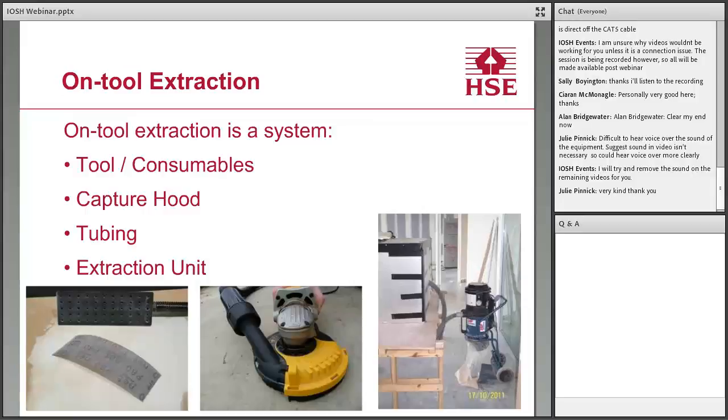Obviously, you can have the most powerful extraction unit at one end, but if you haven't got the right airflow at the tool part, it's not going to work. The middle photograph shows what's called a capture hood. What that basically means is something that sits over the cutting disc or the blade or whatever it happens to be that stops the dust from escaping everywhere. Because again, with the most powerful extraction unit, if all the dust is being propelled in numerous different directions, it's going to be very hard to control that. So what that does is funnel it towards the tubing, which then connects to the extraction unit itself.